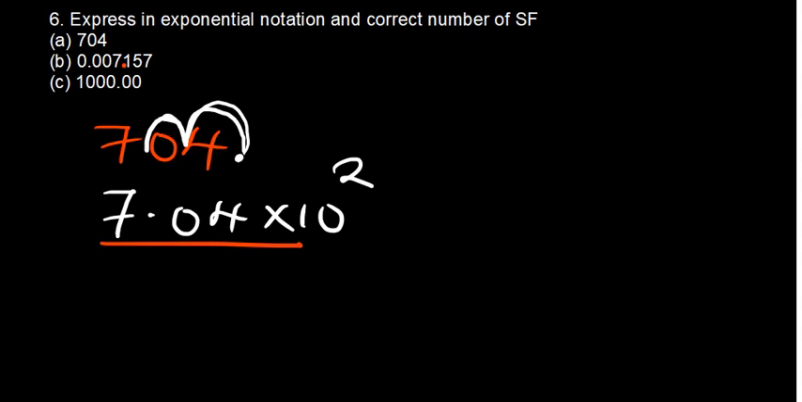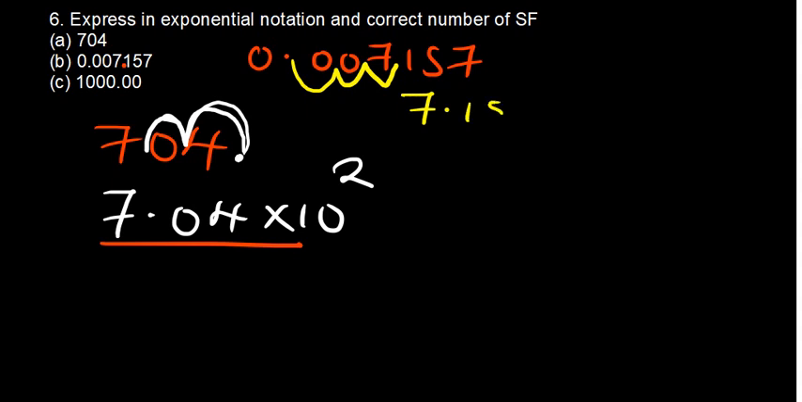So how many times are we going to move? Remember we have 0.007157. So let's count: 1, 2, 3. So we have 7.157 times 10 to the power negative 3.